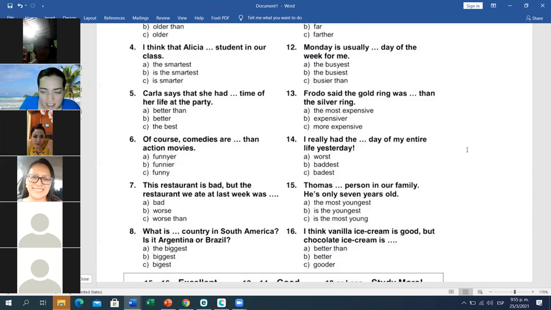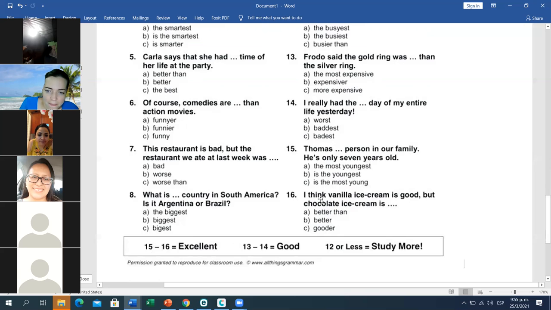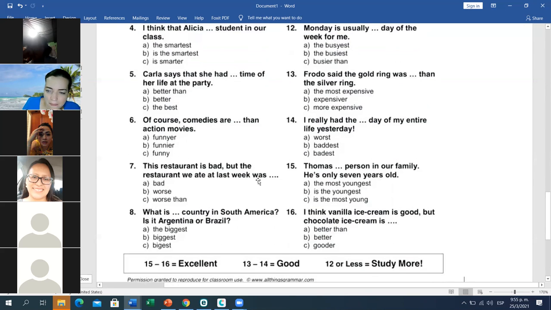Le entendí la idea. Yes, it's because we're using person y está comparándolo en toda la familia. Bueno, haciéndolo respecto, destacándolo en toda la familia. Okay, so is it Thomas? Yes, is the youngest. Excellent, very good. Porque no existe the most. The most youngest, it doesn't exist. Excellent. There you go. Let me see. Carlita, the last one. I think vanilla ice cream is good, but chocolate ice cream is better. I letter B. Okay, and why not letter A? ¿Por qué no letra A?